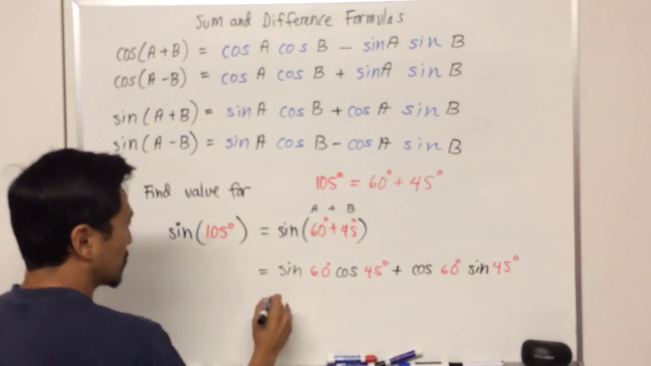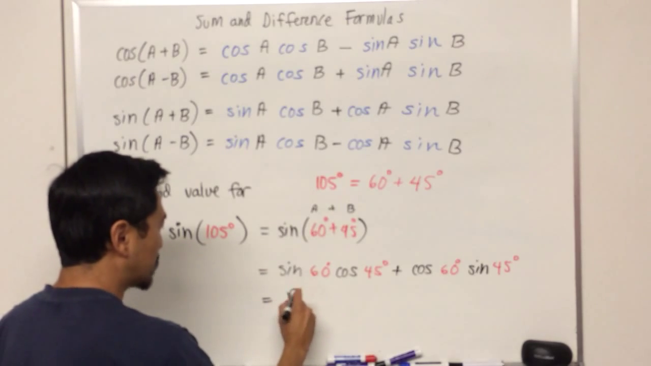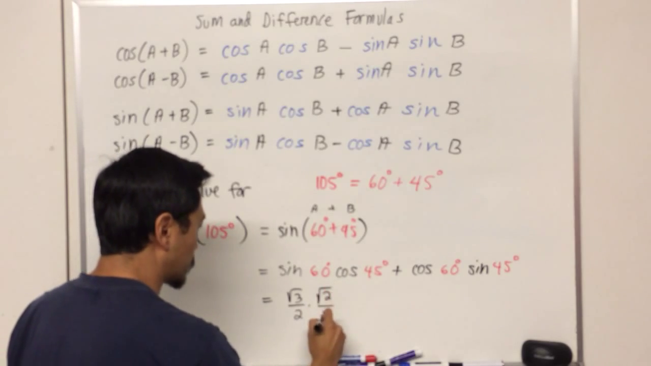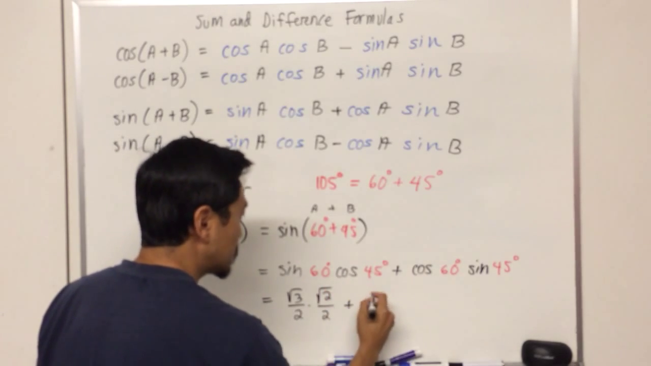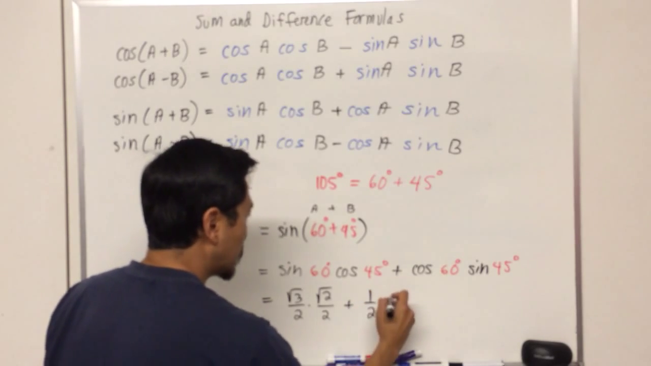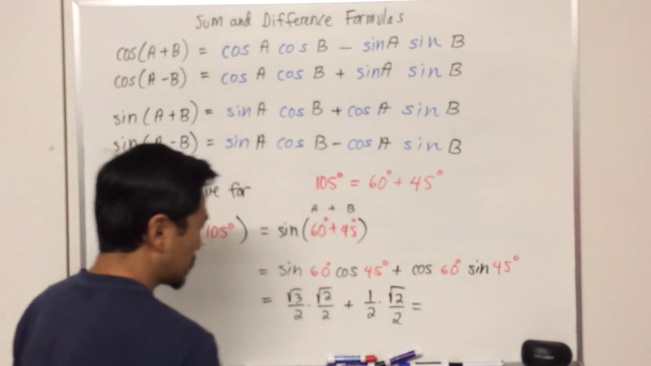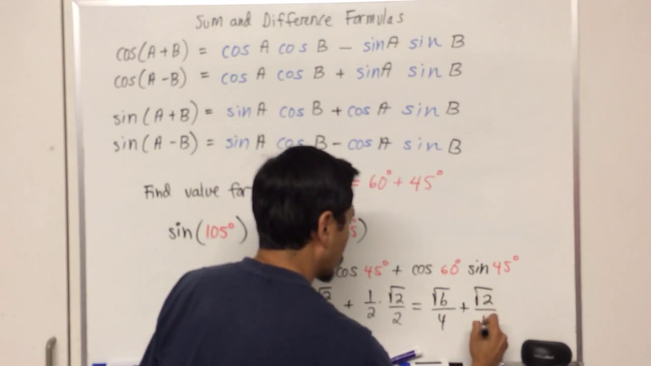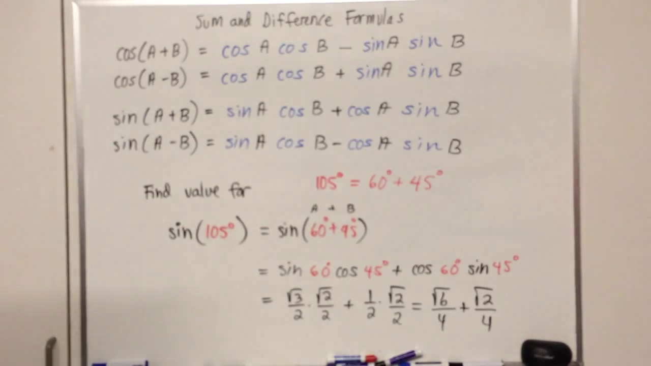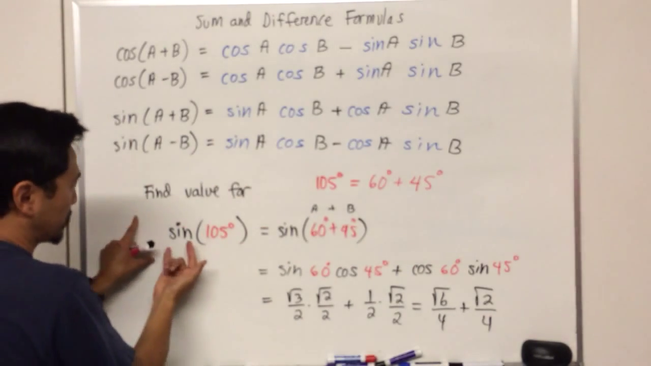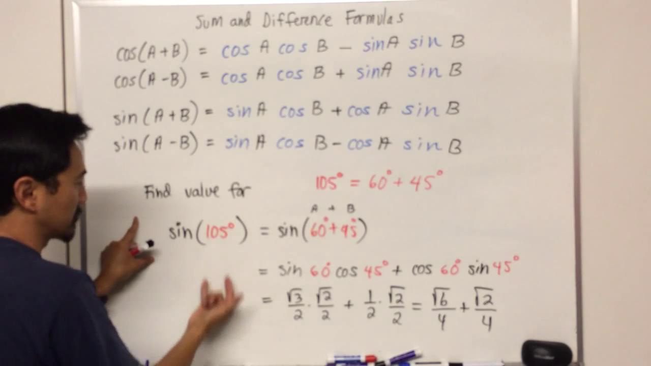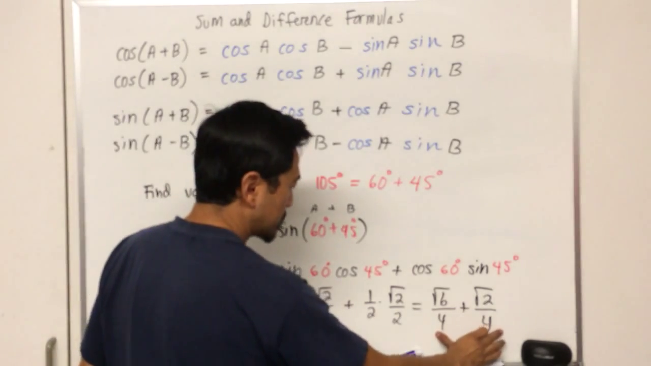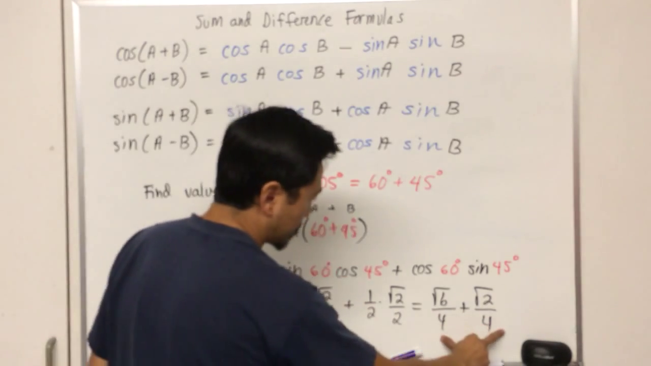Now, the sine of 60 degrees, well, that's radical 3 over 2. The cosine of 45 degrees, well, that's radical 2 over 2. Cosine of 60 degrees is 1/2 times radical 2 over 2. And so that's going to give me radical 6 over 4 plus radical 2 over 4. And so now I know that I have a sine function. I've given it an input, which is an angle in degrees, and I've got my output. So there's my domain value, and there's my range value.